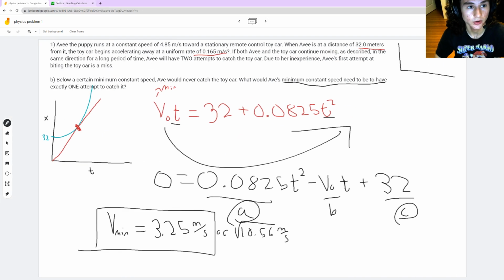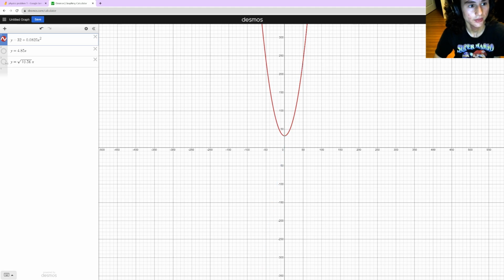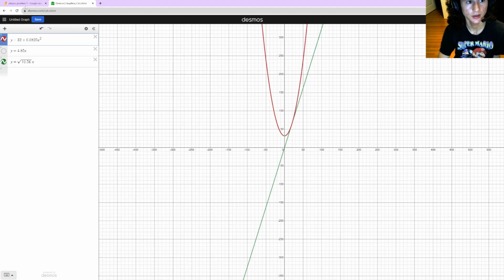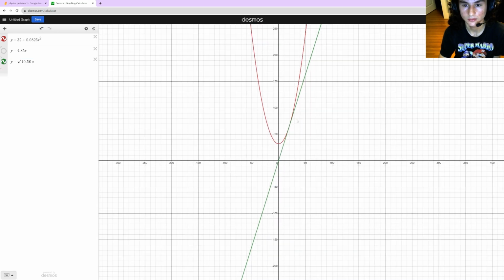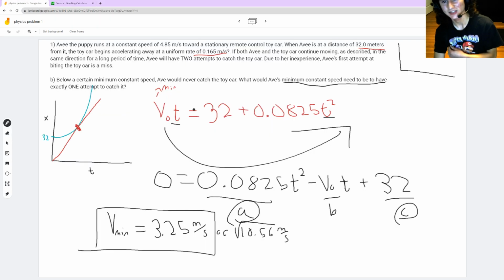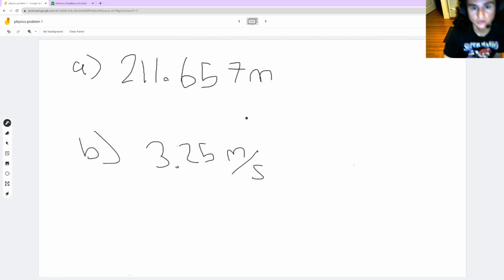And then next, we want to make sure that the equation for the velocity of the dog is going to only have one root. We can check that by clicking here, and we can see, does it have a root? Yes. We can see it has a root, 19.695, but again, it's not asking where the root is, it's just saying the minimum constant speed, so we have a velocity of 3.25. So to conclude, we have these two answers.